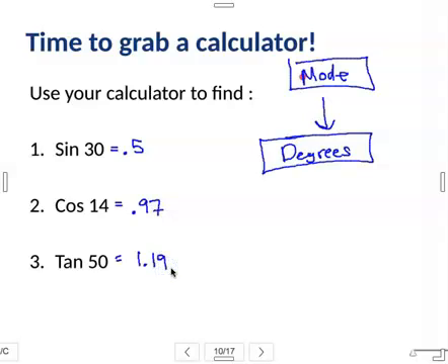I just wanted to make sure that your calculator is in the correct mode so that when you grab your calculator this week, if you're using a Texas Instruments, a TI-83 or 84, any of the TIs, you have to be in the right mode. If you're not in the right mode, most likely you're not going to have these correct answers. So this is a checkpoint to make sure that you're in the correct mode.